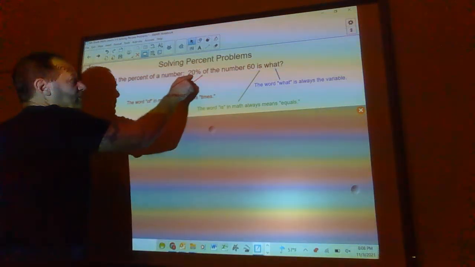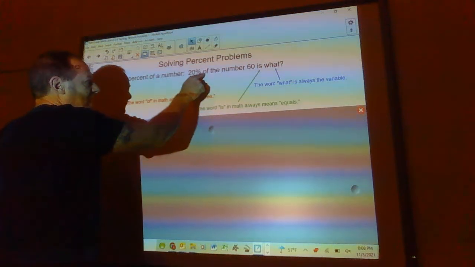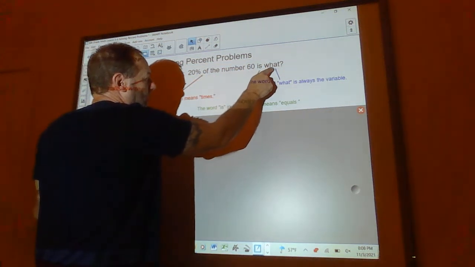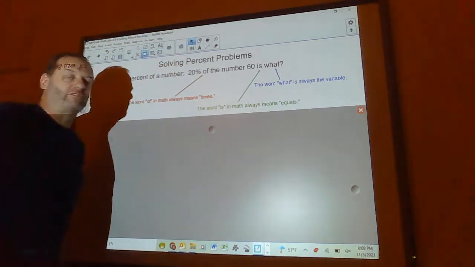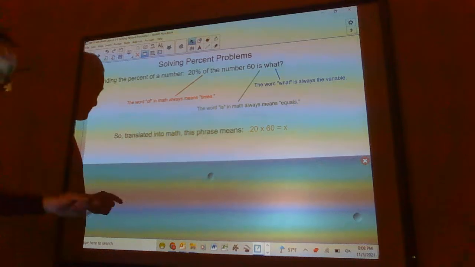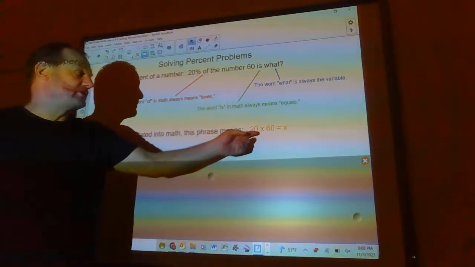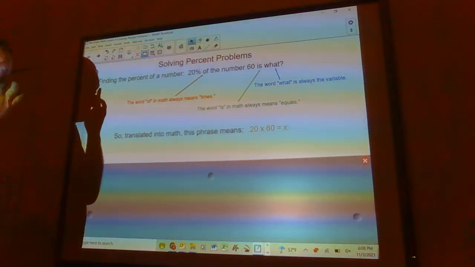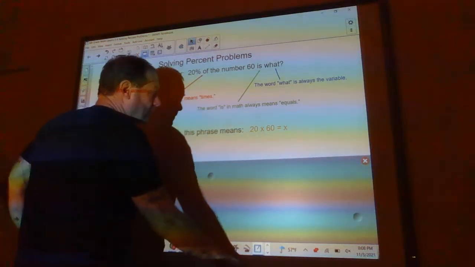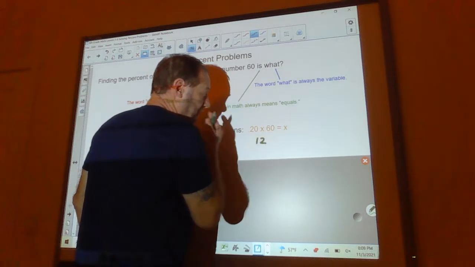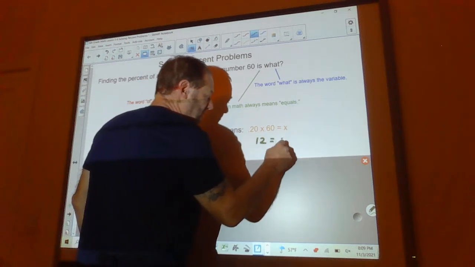So you've got 0.2 times 60 equals what? The word "what" is always your variable. Okay? So, this is what that means. If I translate it into math, it means 0.20 times 60 equals x. And then I can solve that, because 0.2 times 60 is going to be 12. So x is 12.